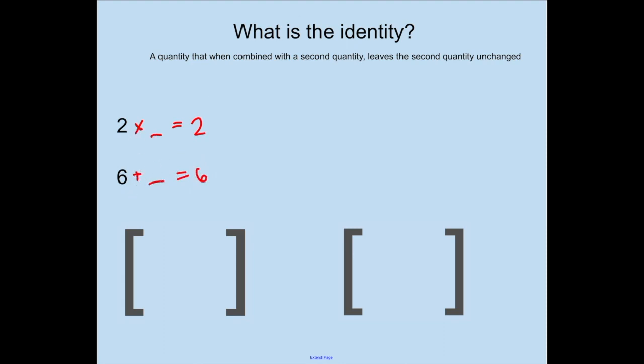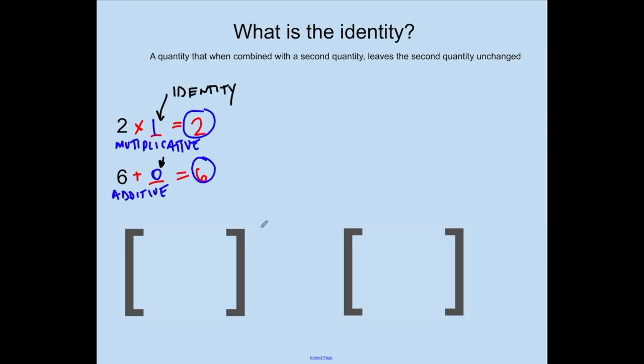This one's an easy one, you know that's 0. So the additive identity is 0. The multiplicative identity would be 1. 2 times 1 is 2. You see that? These quantities were not changed. So that means this and this are our identities. We have additive and multiplicative.